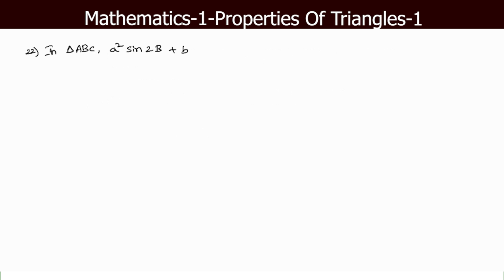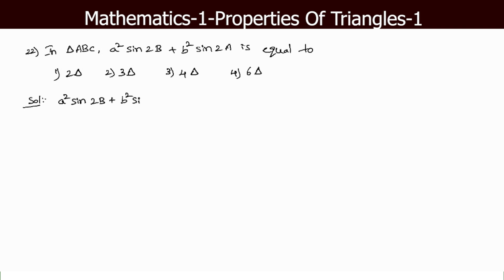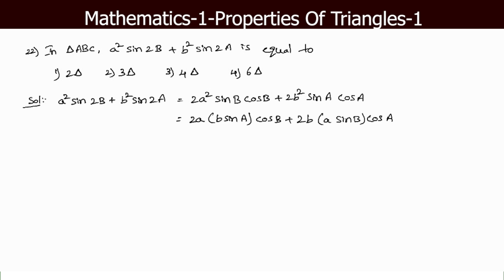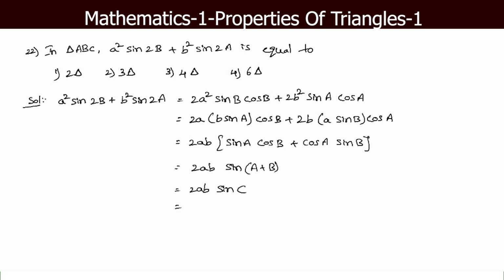Next, 22. In triangle ABC, a² sin 2B plus b² sin 2A is equal to: 1) Δ, 2) 2Δ, 3) 4Δ, 4) 6Δ. So, a² sin 2B plus b² sin 2A is equal to 2a² sin B cos B plus 2b² sin A cos A. So, again 2a into b sin A cos B plus 2b into a sin B cos A. So that is 2ab into (sin A cos B plus cos A sin B), 2ab sin(A + B), that is 2ab sin C, and that is 4 into half ab sin C, which is equal to 4Δ, because Δ is equal to half ab sin C is equal to half bc sin A is equal to half ca sin B. So, the correct option is option number 3.